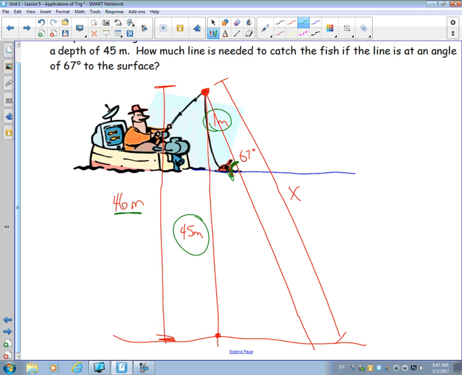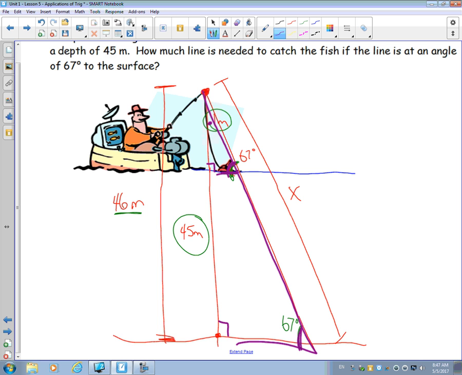Now here's your tricky idea. That means this bottom corner also has to be 67, and the reason why is we have the letter F. We know in F patterns the angles under the arms are equal. And it's the letter F because these two triangles are similar. They have the same angles.